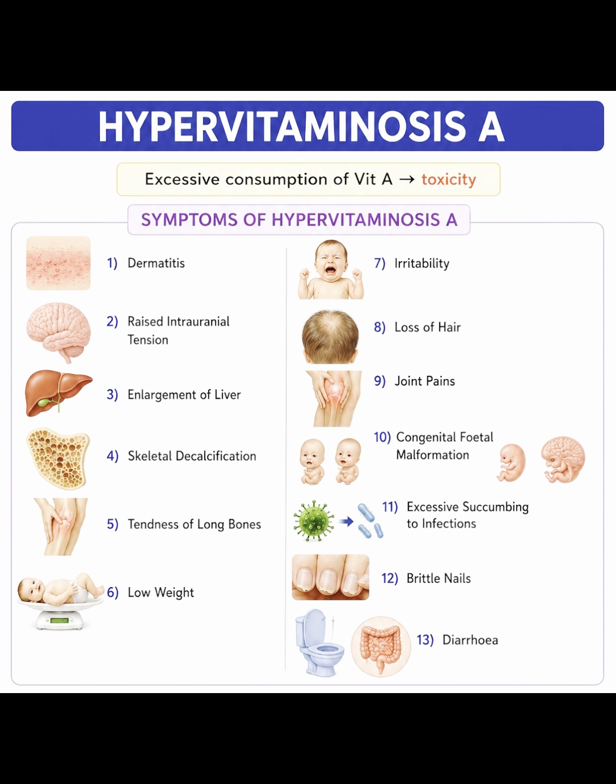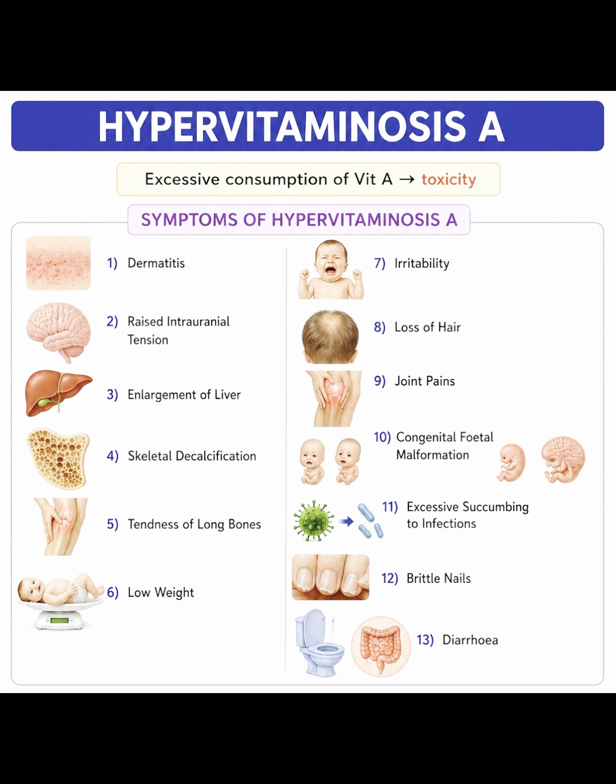Next is hypervitaminosis A. What is hypervitaminosis A? It is excessive consumption of vitamin A which leads to toxicity, and symptoms are dermatitis, raised intracranial tension, enlargement of liver, skeletal decalcification, tenderness of the long bones, loss of weight, irritability, loss of hair, which is also known as alopecia. Patient can have joint pains.